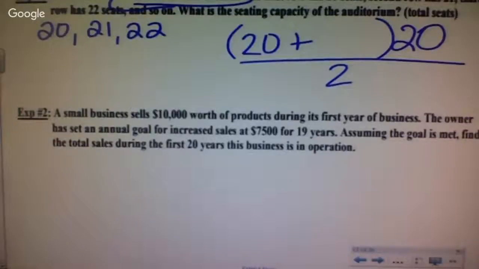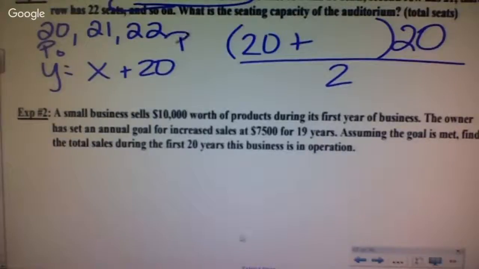So here we would plug in 19 into y equals to figure out what that last term is. So y equals, what's my pattern? 1x. So I can just put x plus 20. Okay, and again, because there's 20 rows, that means it goes from p sub 0 to p sub 19. So I'm plugging in 19 here, which means my last row has 39 seats.